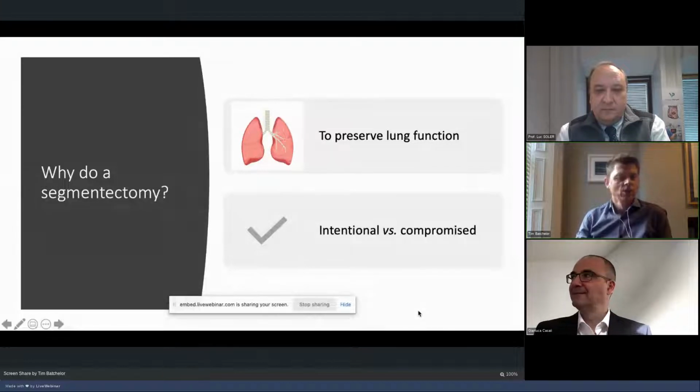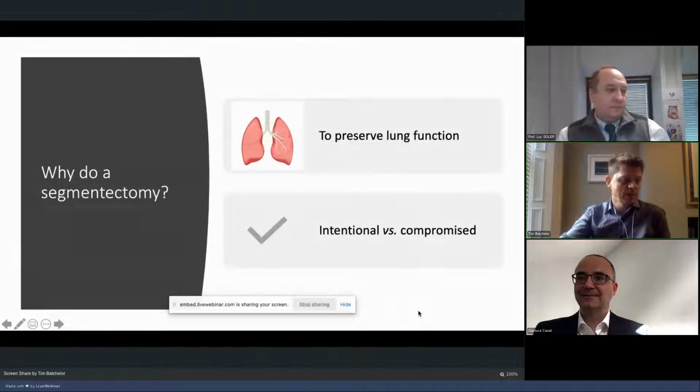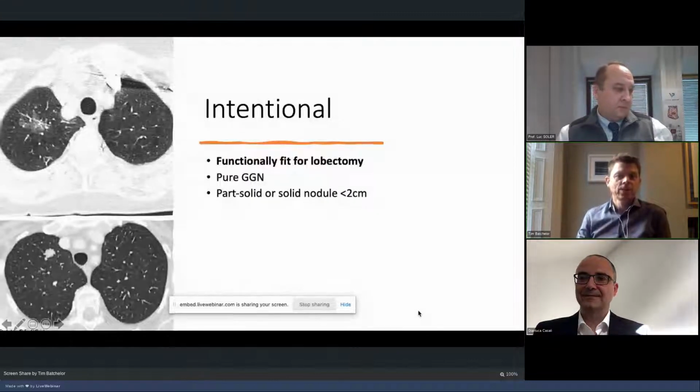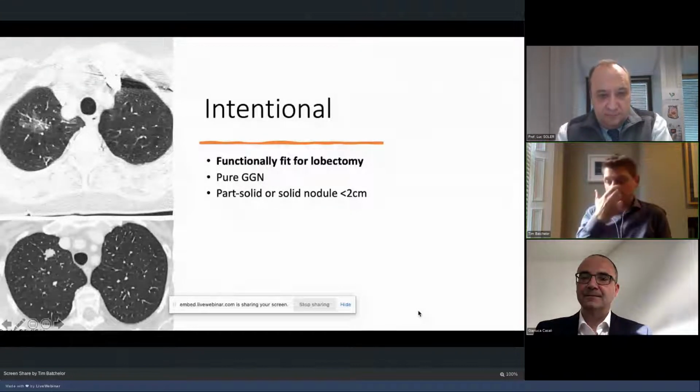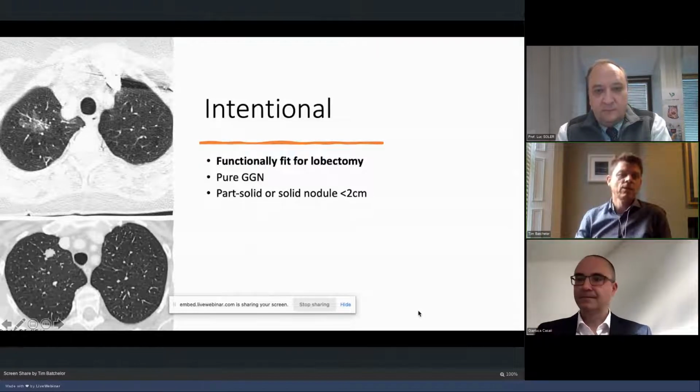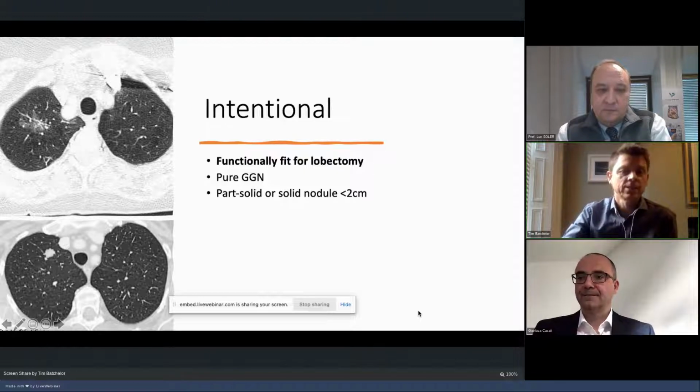And that's true whether you're doing an intentional segmentectomy or a compromised segmentectomy. So I'll just briefly talk about what intentional and compromised is. And this comes from Alex Brunelli. An intentional segmentectomy is someone on whom you're going to do a segmentectomy, but they are actually functionally fit for a lobectomy. And there's growing acceptance that we should be doing this for ground glass nodules, but there's renewed interest, particularly for the part solid and solid nodules, those less than 2 centimeters.